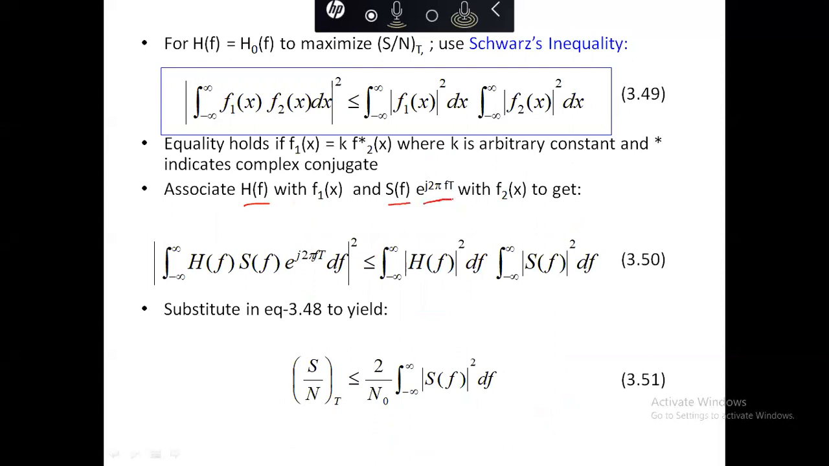This part represents the delay in time domain, but it doesn't affect the magnitude of the signal. So we say that this is f1 of x and this is f2 of x. We assume that if f1 of x is k times the conjugate of f2 of x, then we can generalize this relationship as the Schwarz inequality. So we can write this expression simply as the magnitude square of H of f and the magnitude square of S of f.